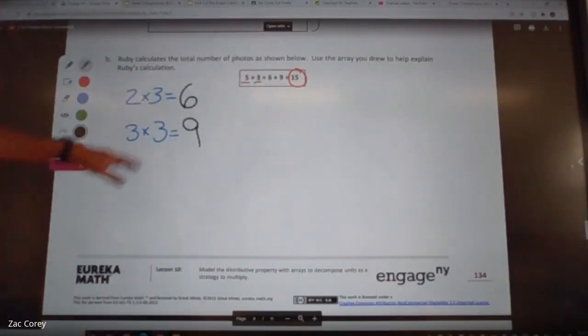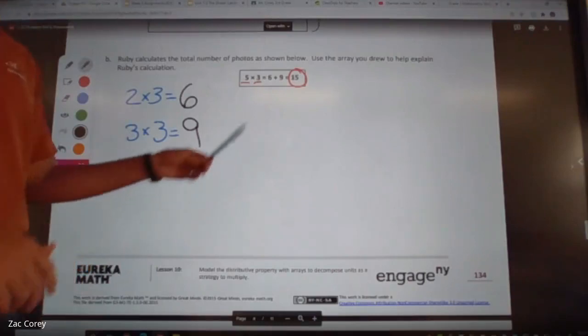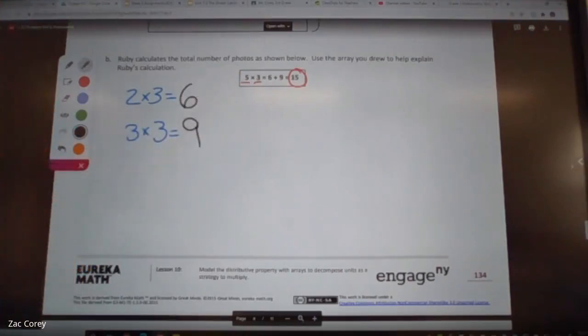All right? So you don't have to write a lot here. Just go ahead and explain maybe in one sentence why that makes sense, or why her calculation is correct.